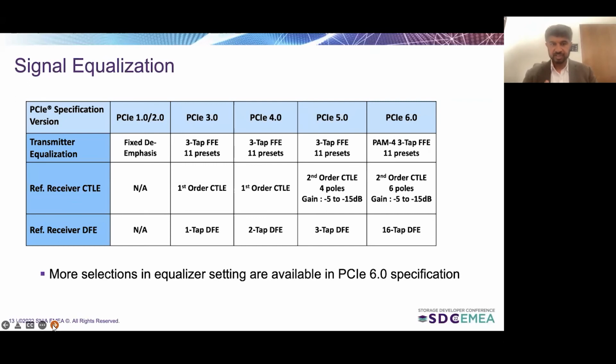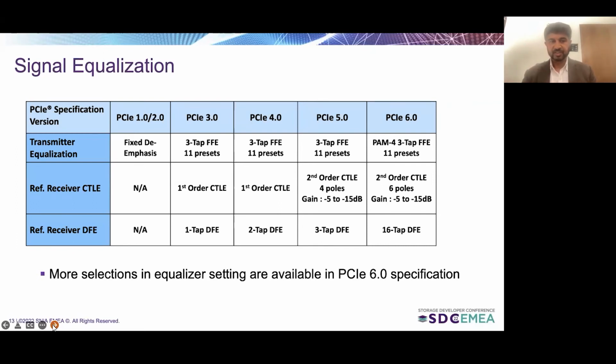For reference receiver CTLE, it is not applicable for PCIe 1.0 and 2.0. For PCIe 3.0 and 4.0, it's first order CTLE. For PCIe 5.0, it's a leg up. It's second order CTLE with 4 poles, and the gain is from -5 to -15 dB for PCIe 5.0. Now for PCIe 6.0, we still maintain the second order CTLE from a reference CTLE viewpoint. It now supports 6 poles, and the gain remains the same, from -5 to -15 dB.